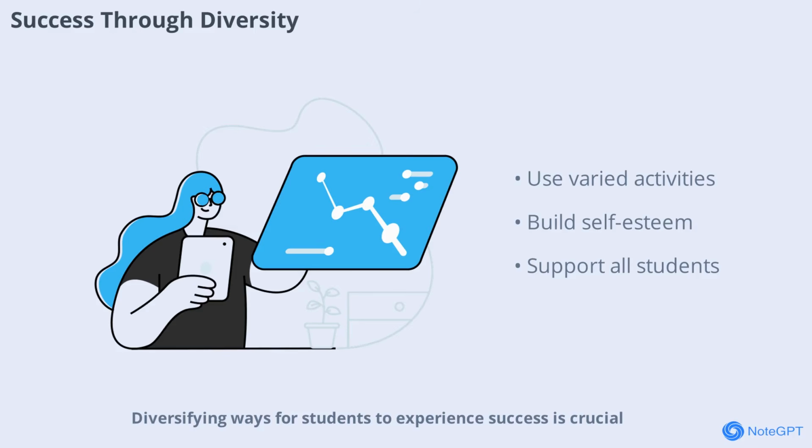Diversifying ways for students to experience success is crucial, especially for those who may struggle academically. By using a variety of activities, such as discussions, role plays, and creative tasks, educators can help all students find their strengths and build intellectual self-esteem. This approach ensures that every learner has the opportunity to shine, fostering a positive and supportive classroom environment.